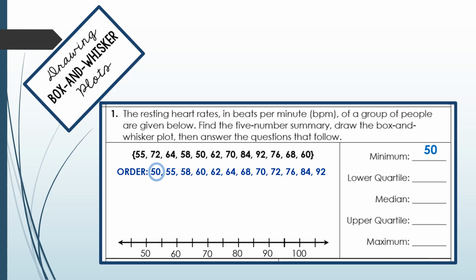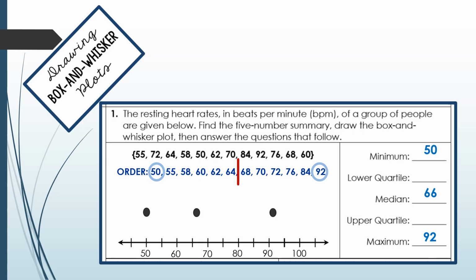The lowest value is 50, that's our minimum, and we put a dot above the 50, not on the number line, so you have enough space to complete the box plot. The highest value is 92, and you also put a point for that. The median is the middle value. There's an even number of data values, so it's right in the middle of 64 and 68, which is 66, and put a point for that as well.